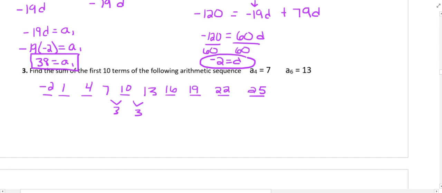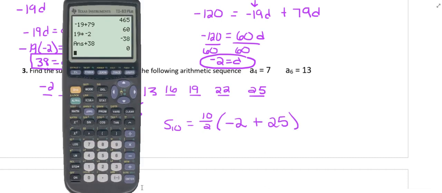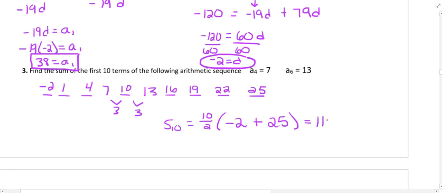And then you can either add all of these together, or you can do the sum of 10 numbers, would be 10 over 2, and then negative 2 for a sub 1, 25 for a sub 10. So it would be 5 times 23. So 115. Or you could just add all of these together. And that would probably be the quickest way to do that. So sometimes it is appropriate to write out the whole sequence, but I wouldn't do it if it were more than about 15 terms. And that should be everything for 12.2.